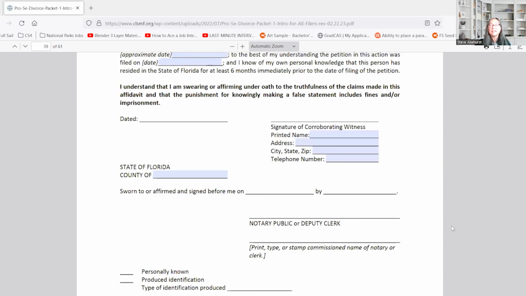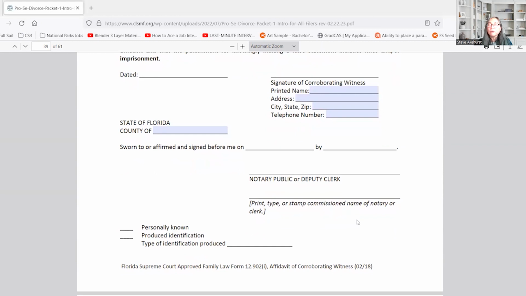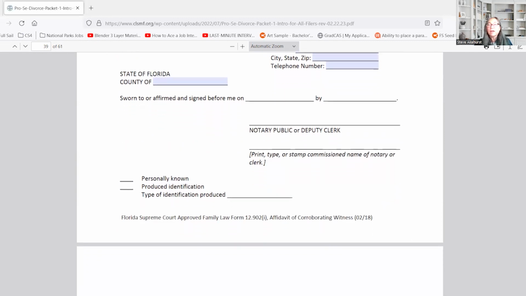They have to sign and get it notarized. And again, they're saying, I swear to tell the truth that I know that they've been in the state of Florida for more than 6 months. That's all it is. It's one or the other. So if you have an ID, you don't have to do this form. If you don't have an ID, then you would have to do this form. You don't have to do both.